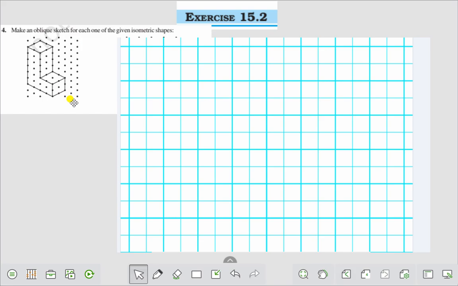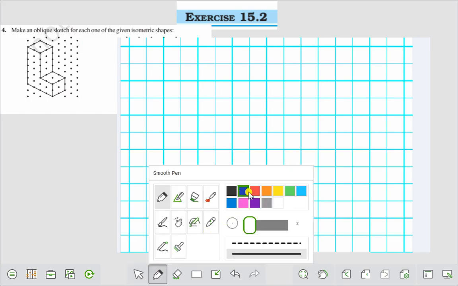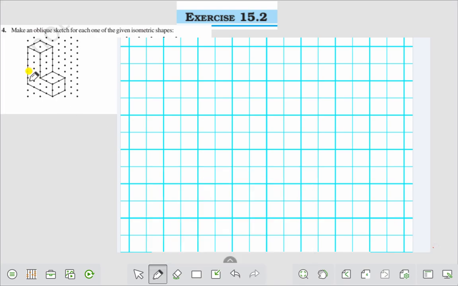Let us make. The first one is how many units you see? First you see how many units are there. That is 1, 2, 3, 4, 5, 6. Six units. Let us take 6 unit. That is 1, 2, 3, 4, 5. Here we've taken 6 unit.